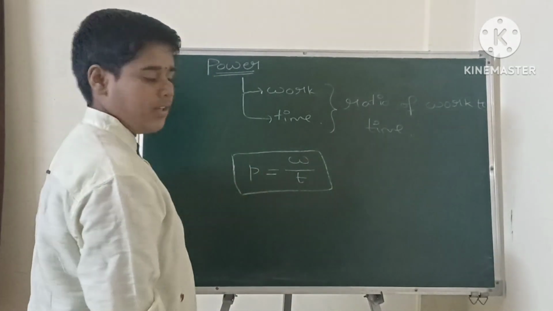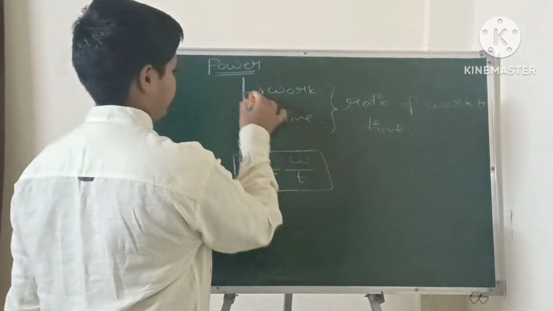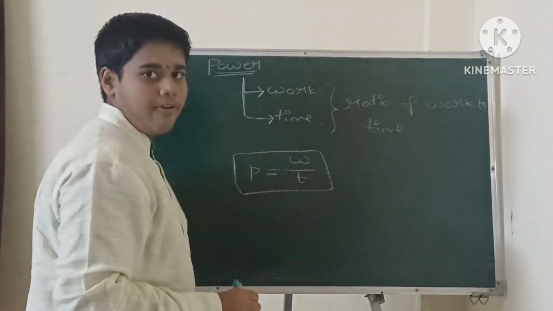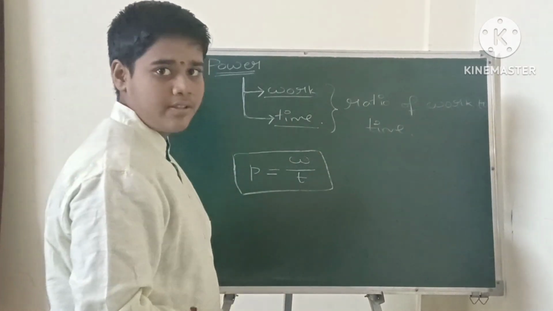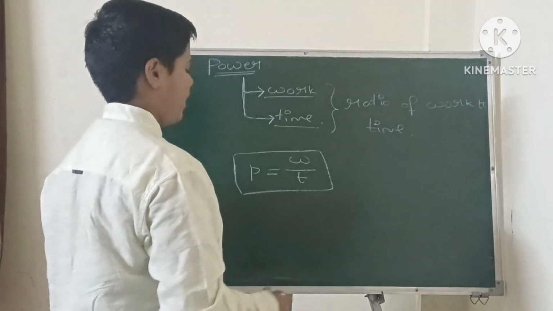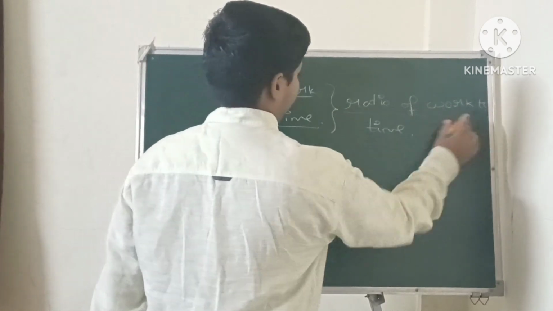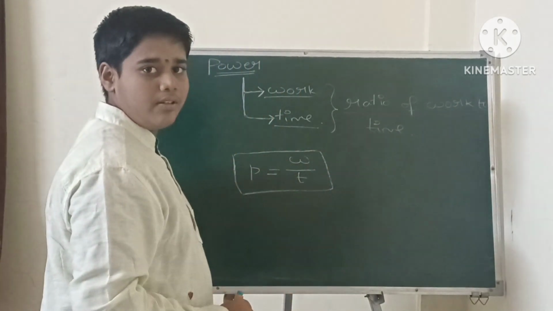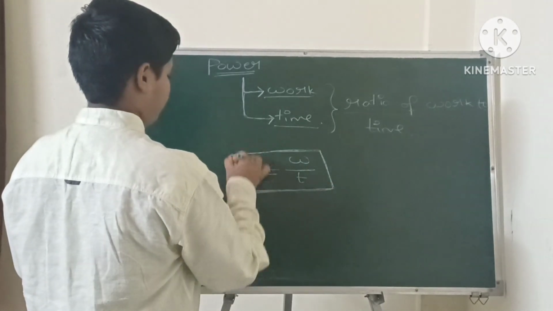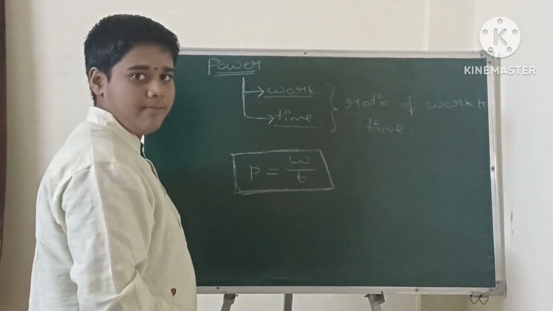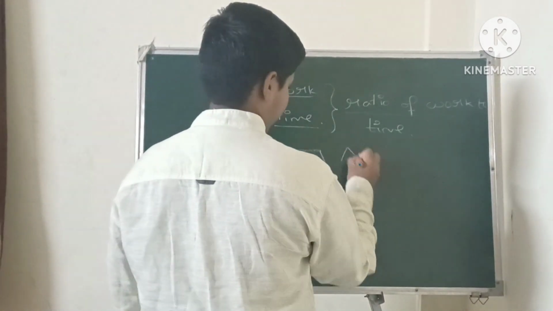Here power is dependent on two physical quantities, that is work and time. On these quantities, power is defined as the ratio of work to time. So power equals work by time is the formula. And next one, star point.